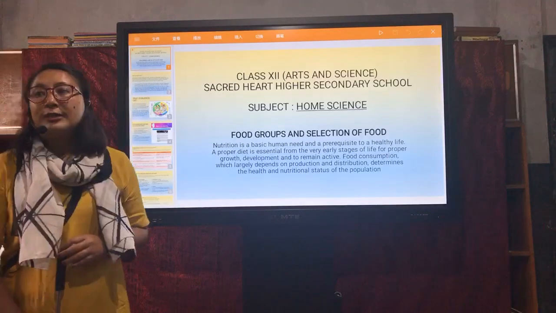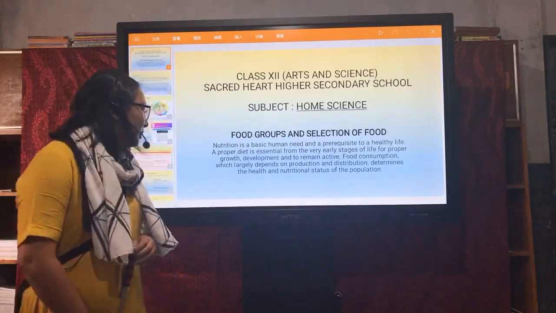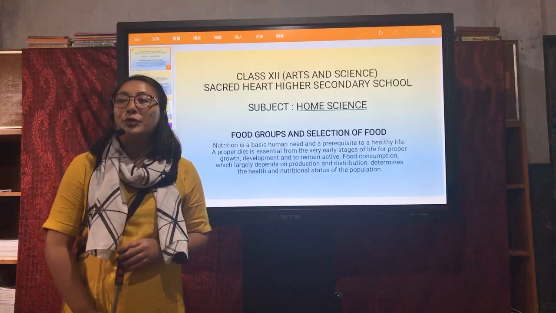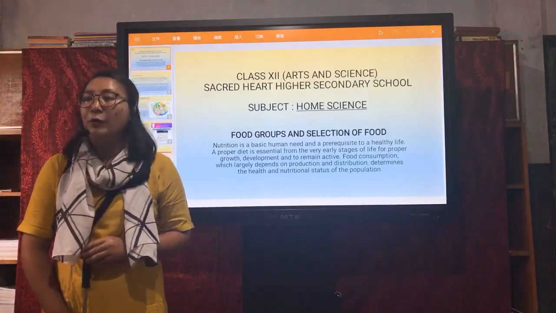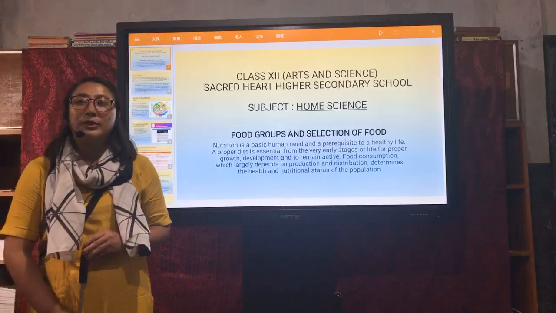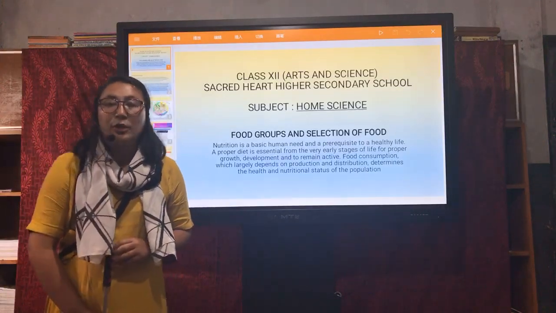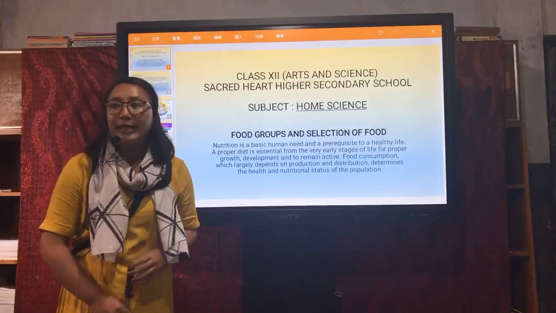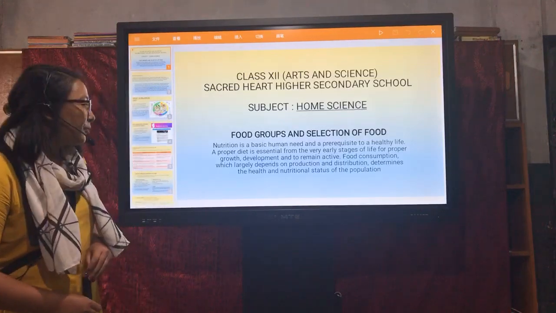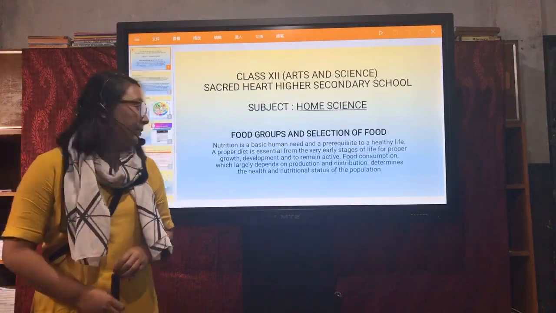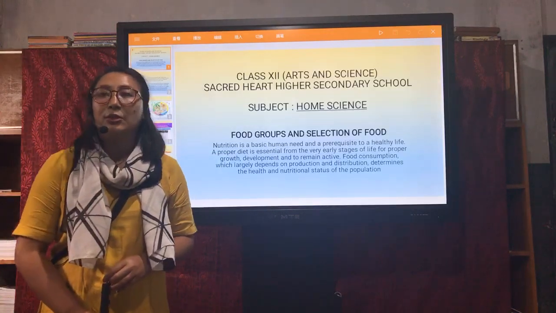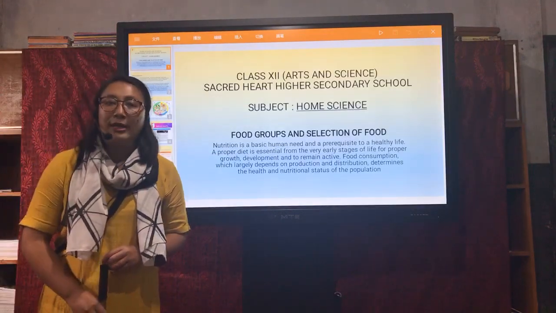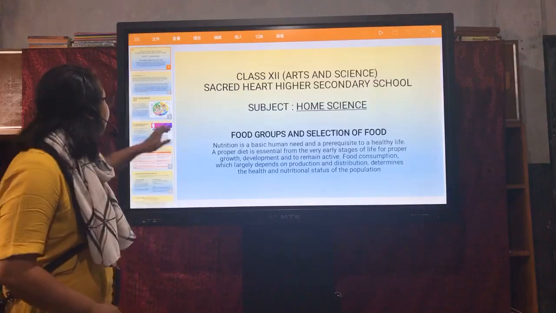Food consumption mostly depends on the production and the distribution of the food items, be it from agriculture, or from our own kitchen garden, or from agricultural practices. The foods that we consume every day in our life play a very important role. They determine the health and nutritional status of the population, and the nutritional status of one person as an individual in the population.